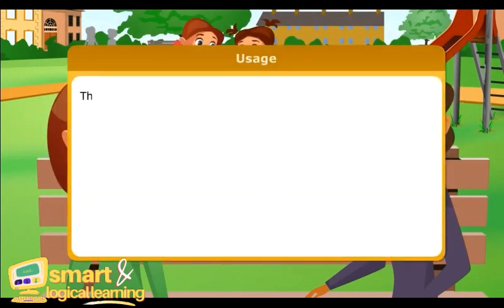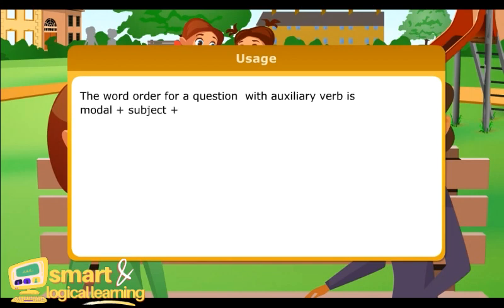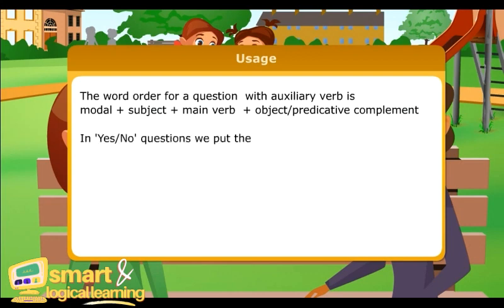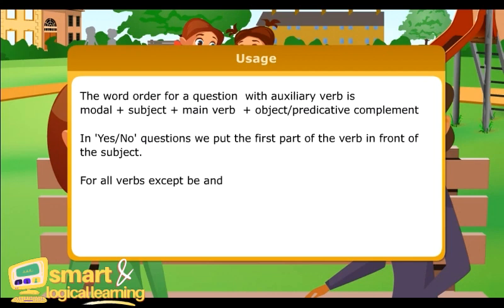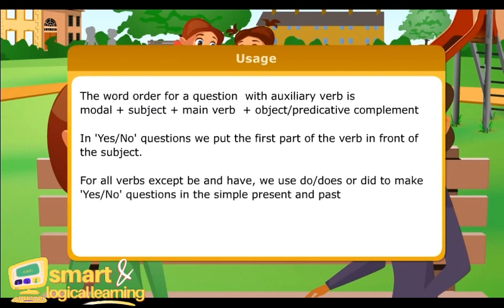Usage. The word order for a question with an auxiliary verb is modal plus subject plus main verb plus object or predicative complement. In yes or no questions, we put the first part of the verb in front of the subject. For all verbs except be and have, we use do, does or did to make yes or no questions in the simple present and past.